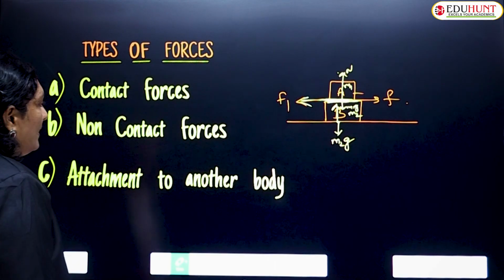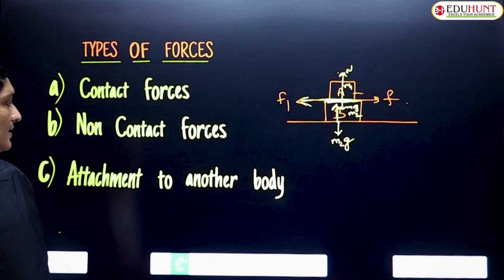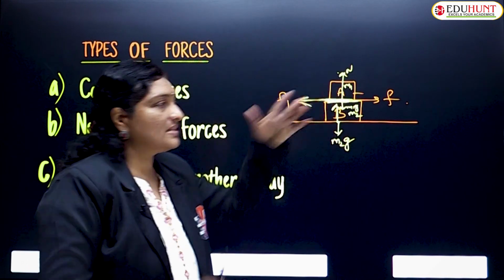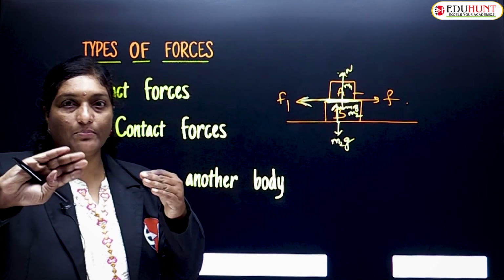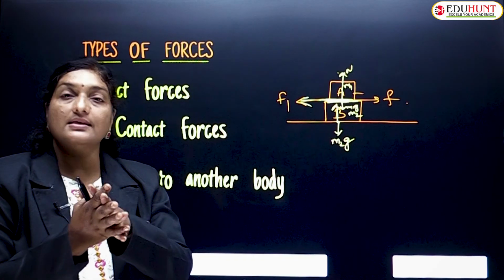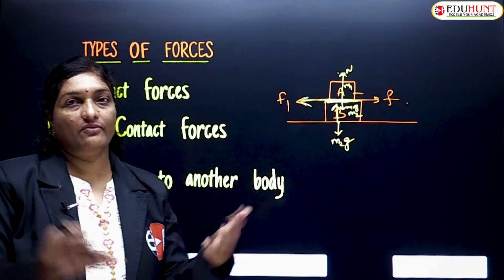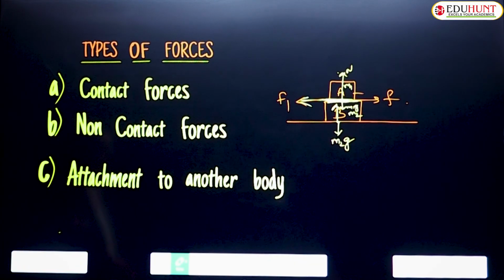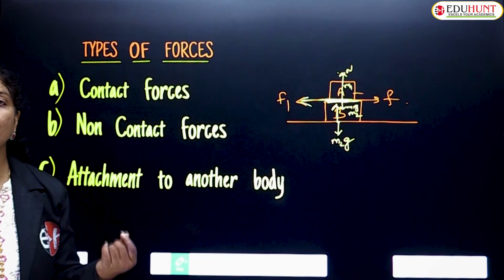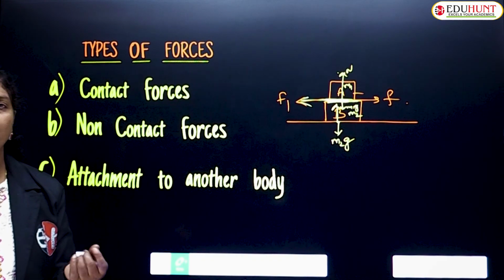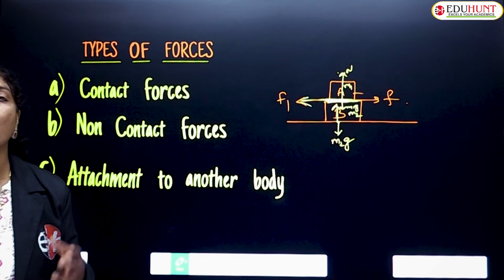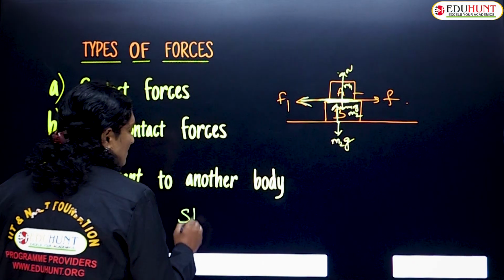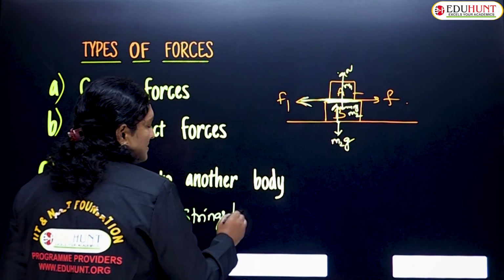Now moving to the attachment to another body. How are the bodies attached? The previous case was only regarding two surfaces in contact. When force is applied on one body, because of the contacting surfaces, there must be some frictional force. Whereas attachment means any two or more bodies are connected with the help of strings or springs. What are they, children? They are connected by the help of strings or springs.